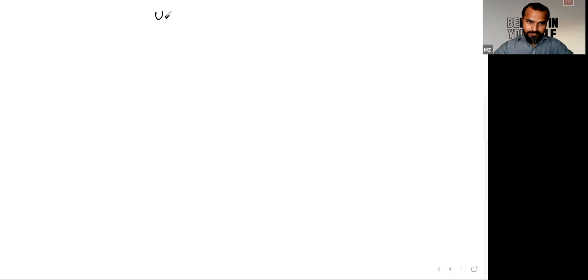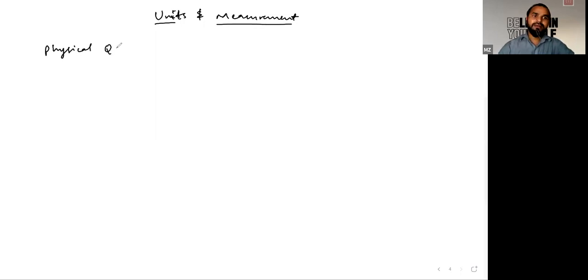So, the first thing in this particular chapter, second, is units and measurement. In this particular part, first we define physical quantity. Do you have any idea about this particular term?